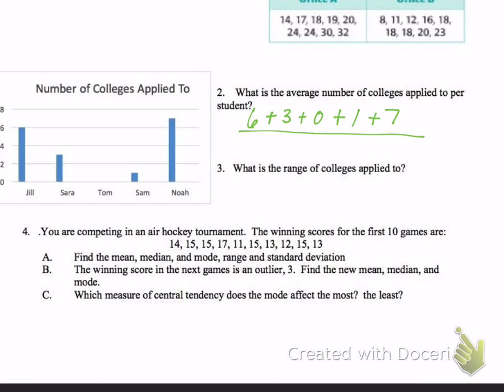And then how many students do I have? 1, 2, 3, 4, 5. So I'm going to plug this in my calculator. You can't put this in a list or anything. Put that in your calculator, and what do you get? 17 divided by 5, which is, what is the decimal? 3.4. Does it make sense to apply to 3.4 colleges? No, but even though it's an average, you still keep it as a decimal, so do not round. Leave it as 3.4.